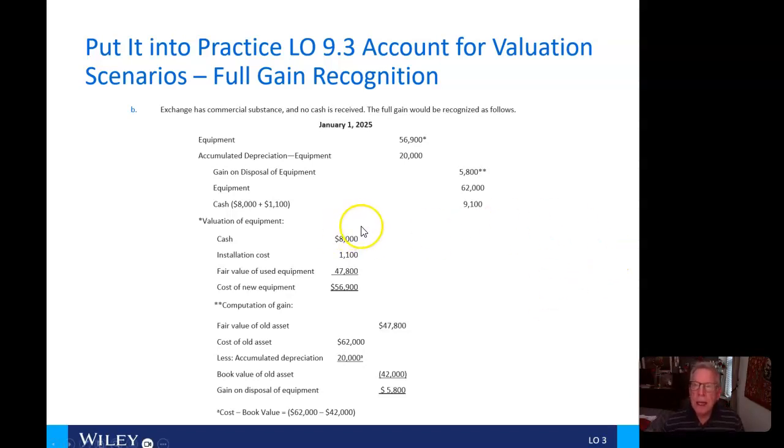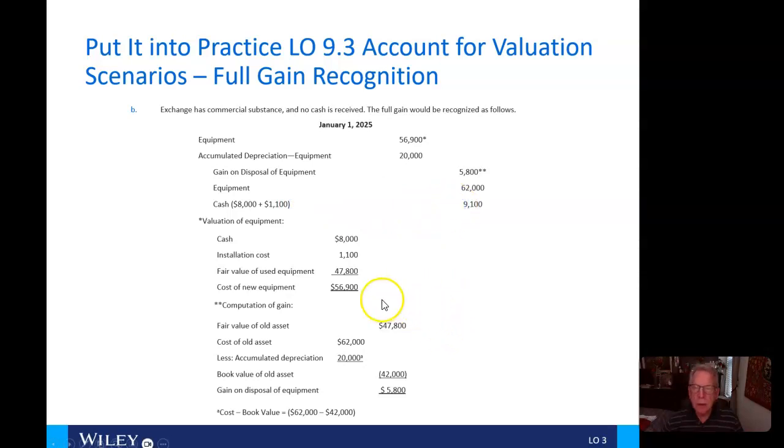Now, if the exchange has commercial substance and no cash is received, then the full gain is going to be recognized. Here, the 56,900, we get that by taking the difference between 62,000 and 42,000, and then we will have accumulated depreciation of 20,000. We're going to reduce that. We're going to eliminate the 62,000, and our cash is going to be 8,000 plus 1,100 here, 9,100.